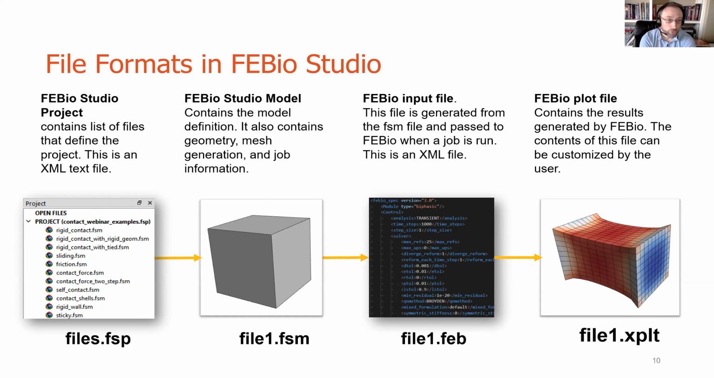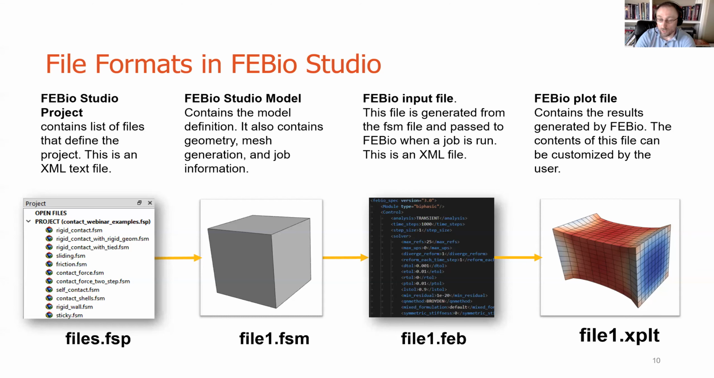There's the FEBio Studio project file, which is not a required file, but it's often handy to keep all the models and metadata together in a single file. So that's what the FEBio Studio project file will do for you. Then there is the FEBio Studio model file. It usually has the FSM extension, which contains the actual model definition. From this file, FEBio Studio will generate an FEBio input file, which is just an XML-based text file. So you could manually go into that file and make changes with a text editor if you need to.